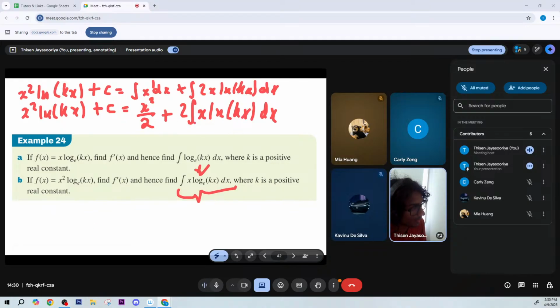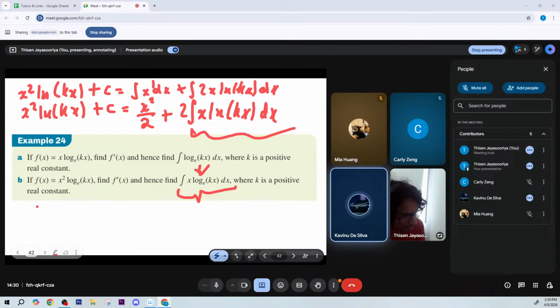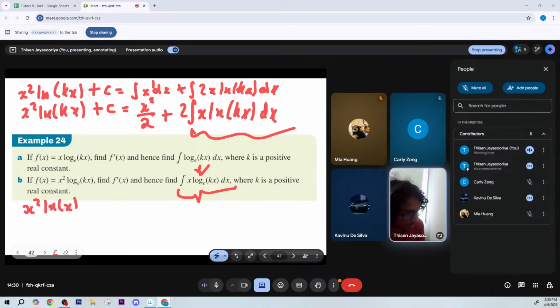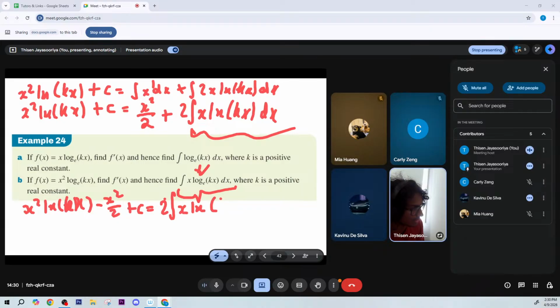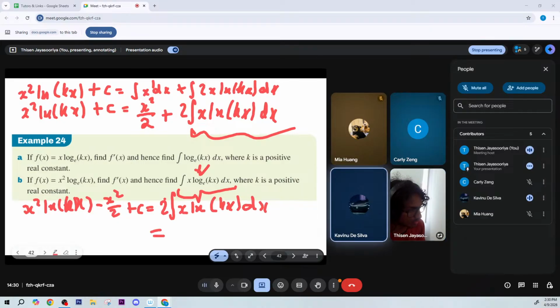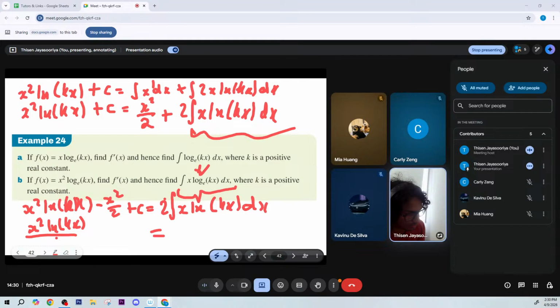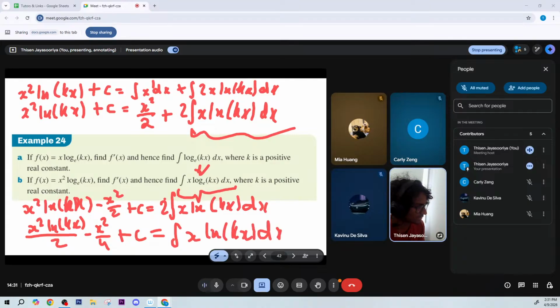So here we get this one, and we have our exact integral expression. So Kavinu, how can I rearrange this so I have this integral by itself? Well, you can minus the x squared on 2. Yep, firstly. So we get x squared ln of kx, take x squared over 2, plus c equals 2 integral x ln of kx dx. Then what? You can divide it by 2 to get the one you want. Yep, so we get x squared ln of kx over 2, take x squared over 4, plus c equals the integral of x ln of kx dx.